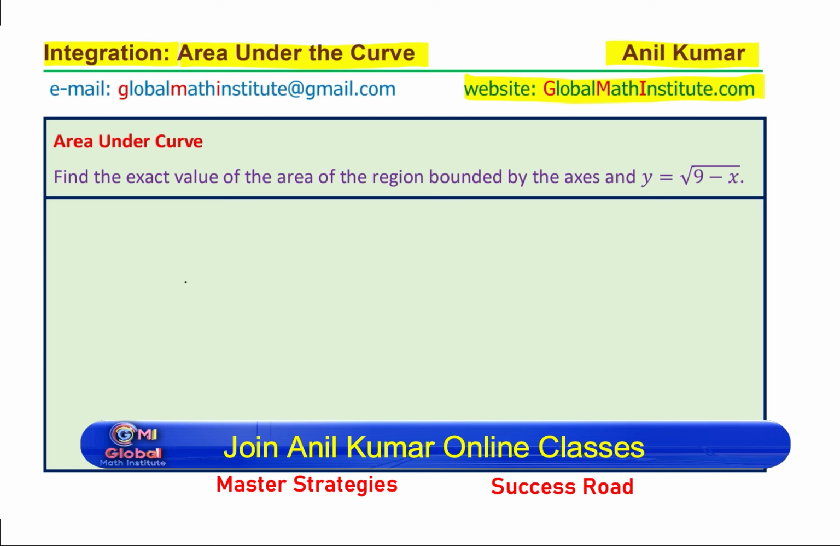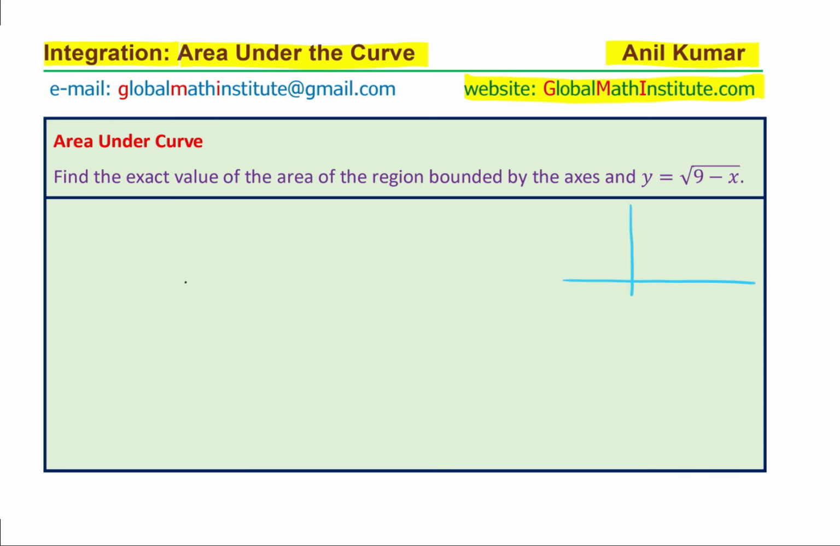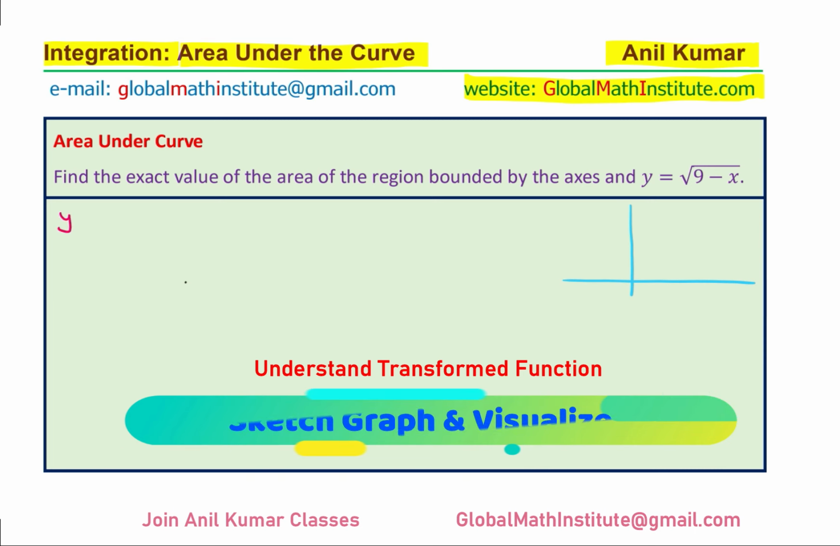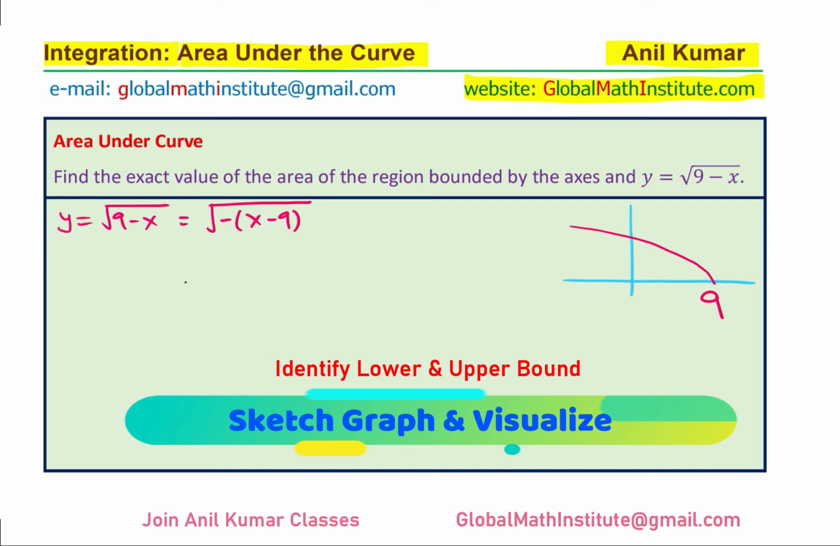So it's a good idea to sketch the graph first, right? So let's try to understand the situation. y equals square root of 9 minus x. How should this look? Well, let me rewrite so that you understand how we sketch this. You can think about square root of minus x. Take the minus outside, right? So that means we have the square root function reflected on the y-axis and moved 9 units right. So it is kind of like this, right?